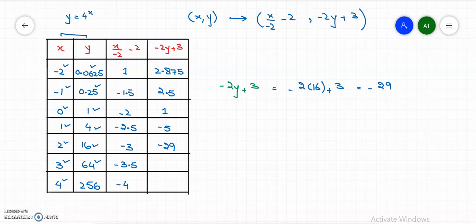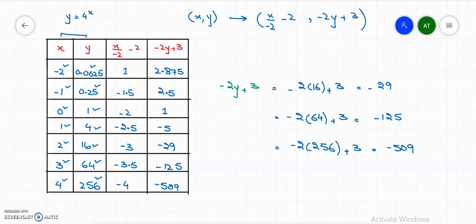And then y is 64. So we have -2 times 64 and then plus 3, that would be equal to -125. The last y value is 256. -2 times 256 plus 3, that would be equal to -509. Okay, we have done the table of values. Let's plot all the points onto the grid to get the graph of the exponential function.